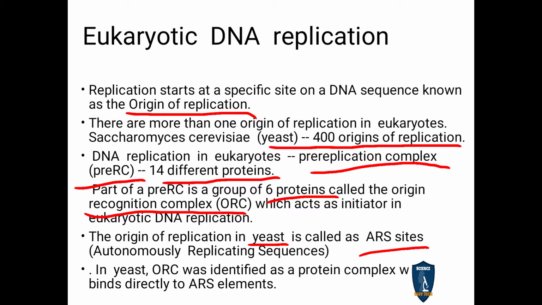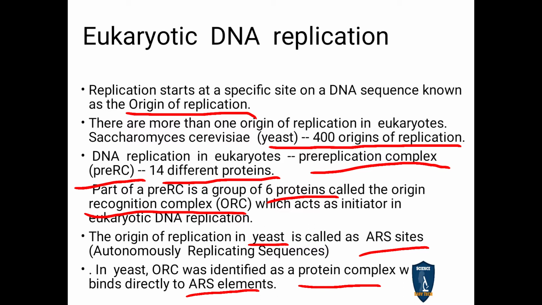In yeast, the ORC, the origin recognition complex, has been identified as a protein complex which joins directly with the ARS element. So first, what you have to remember from this slide is that the origin of replication is the site for replication, and more than one origin of replication site is there in the eukaryote. The example is Saccharomyces cerevisiae, yeast. It has 400 origins of replication.